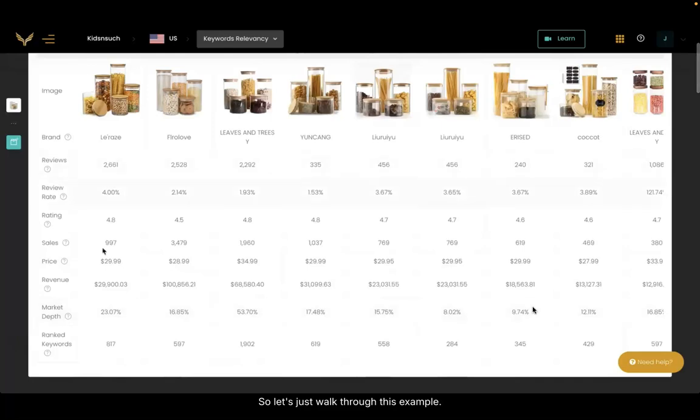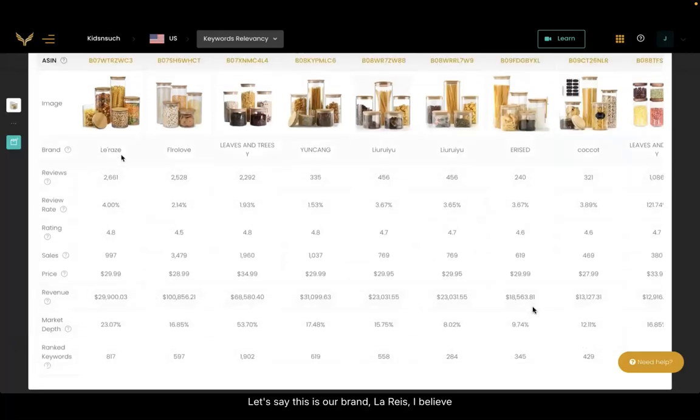So let's just walk through this example. Let's say this is our brand, Le Rays, I believe is how it's pronounced, and we want to find out who is selling more than we are and who has more keyword depth, or market depth, than we do. In other words, who is ranked for more keywords than we are. Now, this product is doing around 30K a month in revenue. So I look over here, all right, cool. I've got 3 competitors doing more than 30K in revenue. So these would be my starting point.